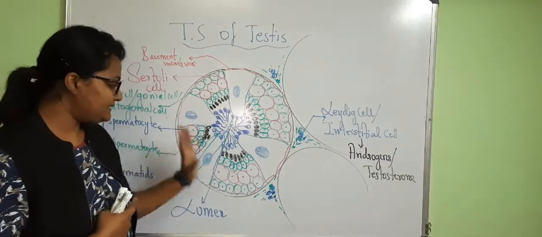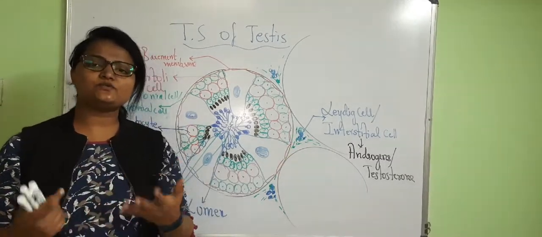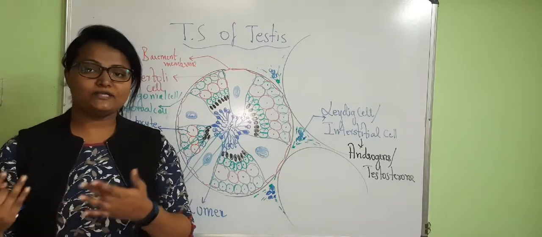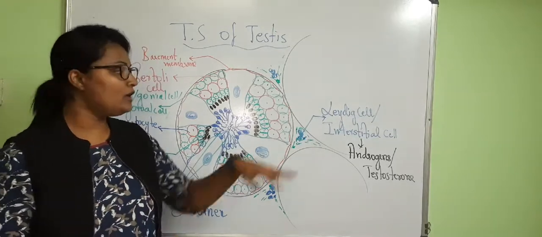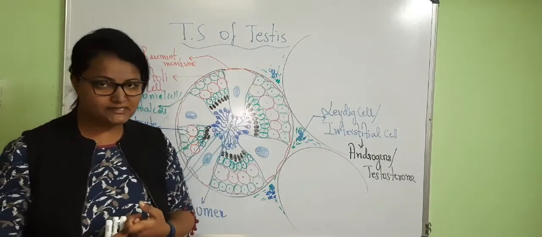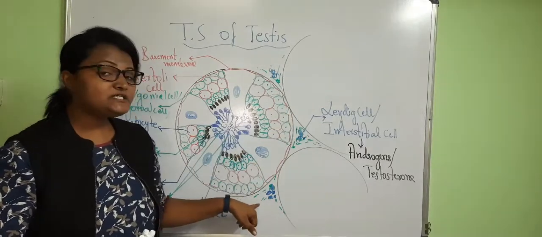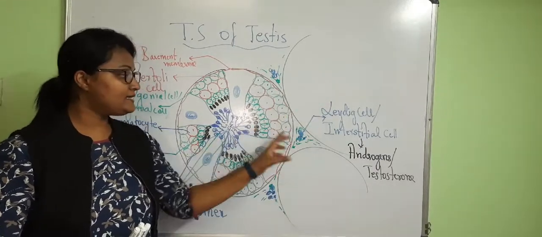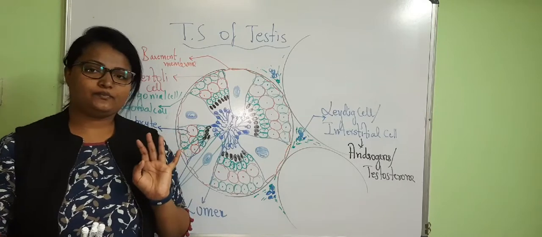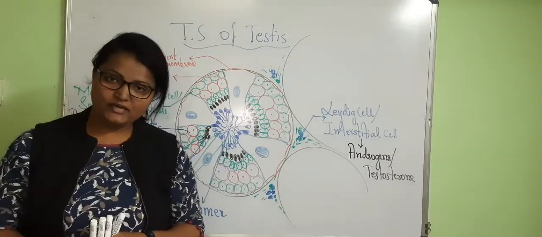Along with this there is one more important cell which helps to secrete the male sex hormone, that is androgen or testosterone. Those cells are called Leydig cell or interstitial cell, the ones present in the intercellular or interstitial spaces between the seminiferous tubules. So this is the TS of testis.